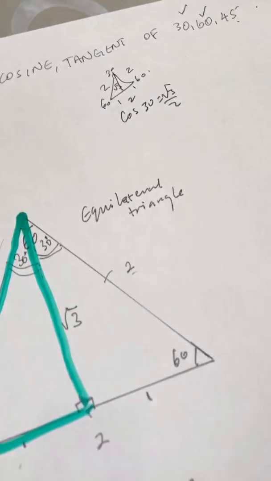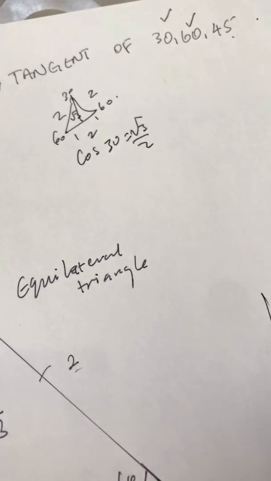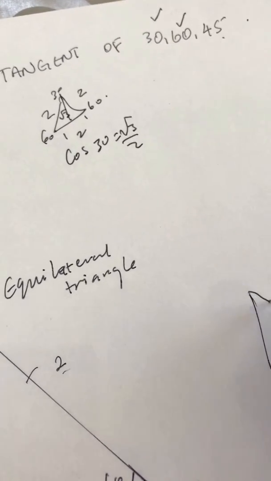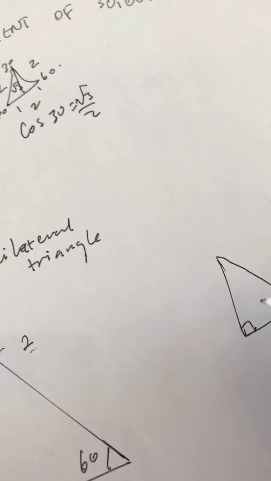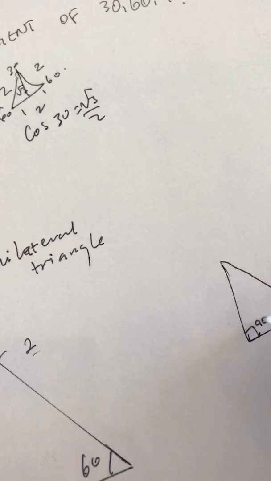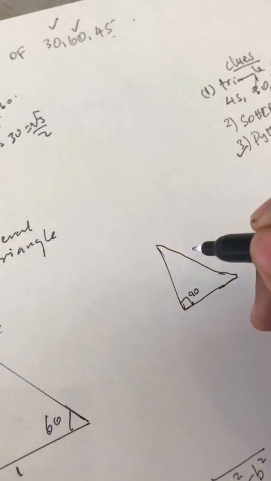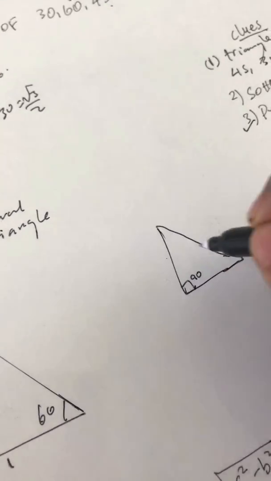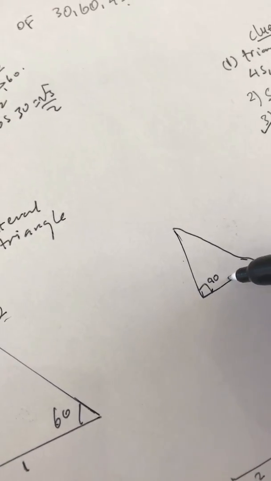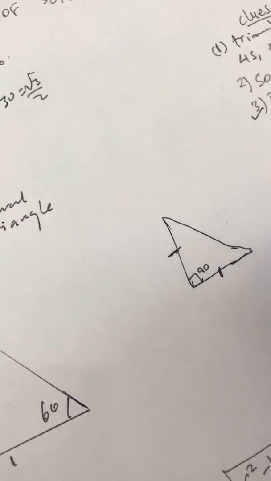Okay, so what I wanted to do as well is show you this one now, 45. Again, we need a triangle. Let's do this. So if we have a 90-degree angle, a right angle triangle, and we want these to be 45 degrees, then it'd mean that this is the same as this. It's an isosceles triangle.